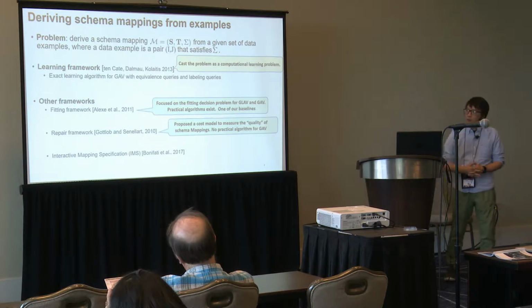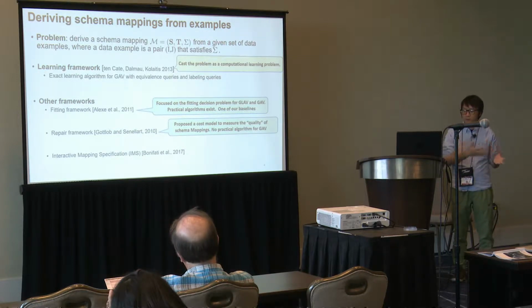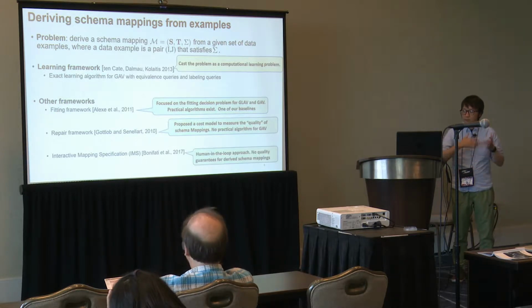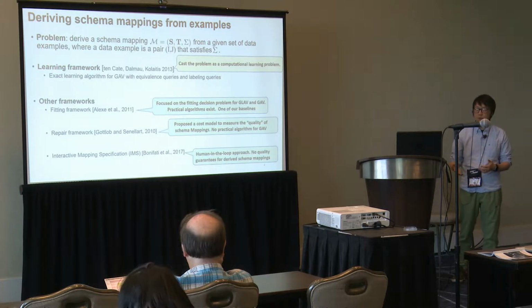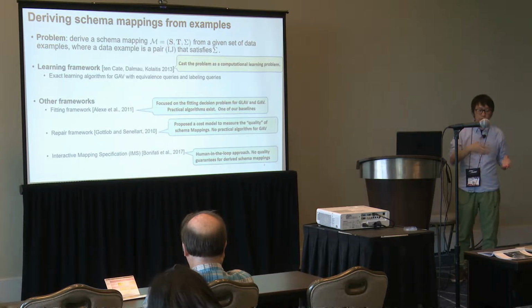And more recently, Bonifati et al. in 2017 introduced an interactive mapping specification method. In this method, a human user is involved in the generation of the schema mapping. However, the schema mappings obtained from this framework provide no theoretical guarantees.